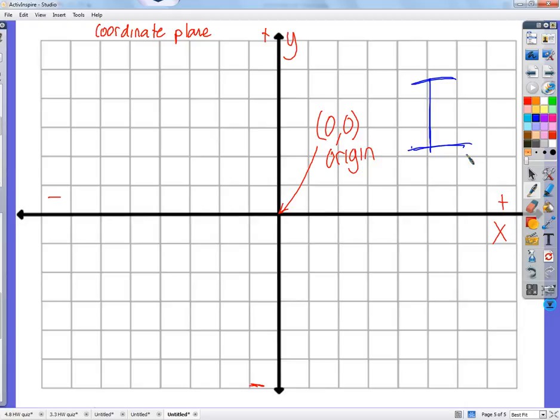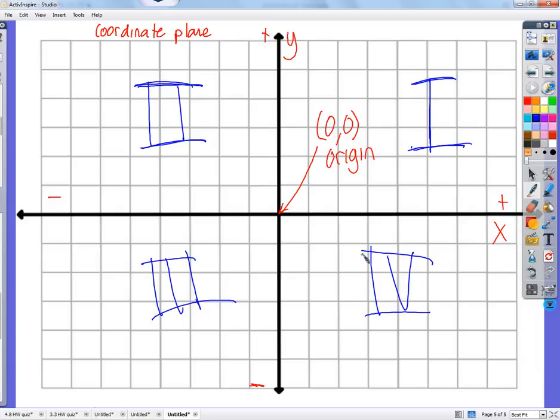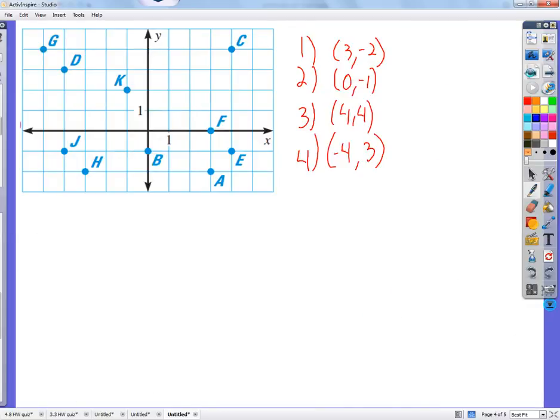All right. This is quadrant 2, quadrant 3, quadrant 4. Okay, so before we move back to this page, what quadrant is point J in?